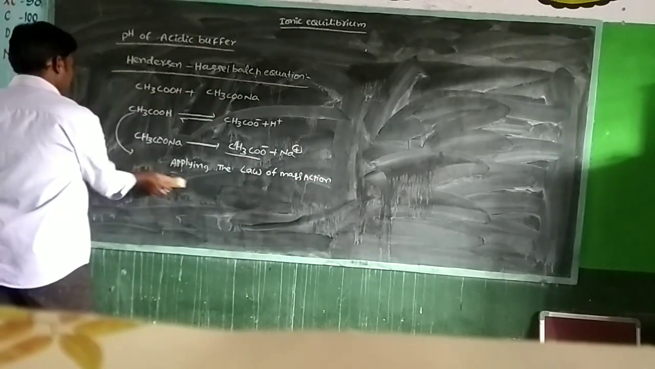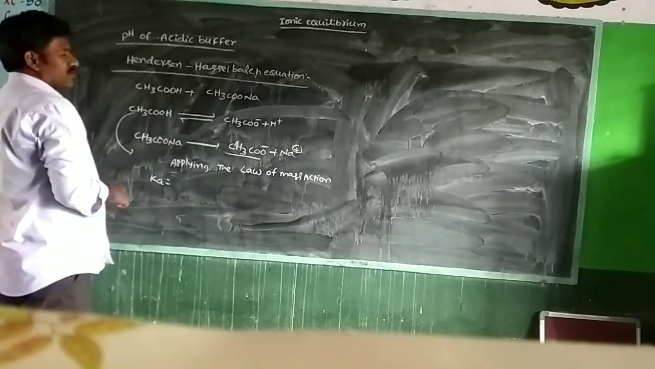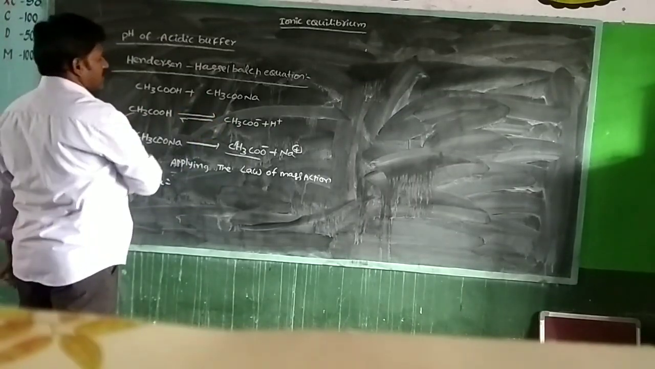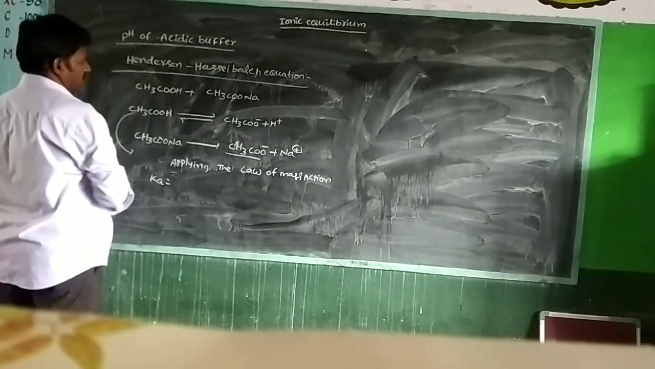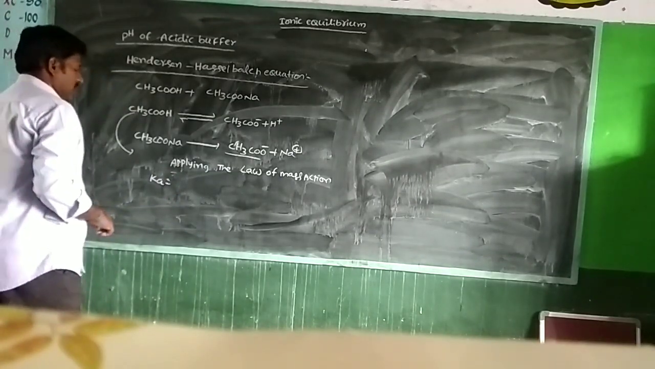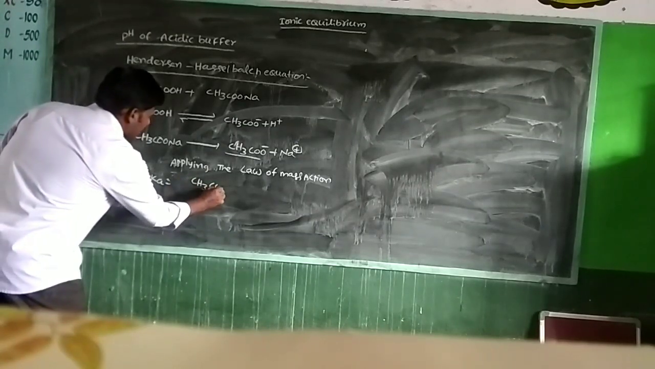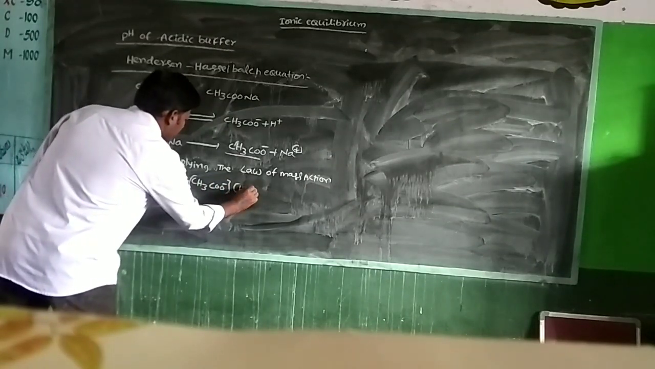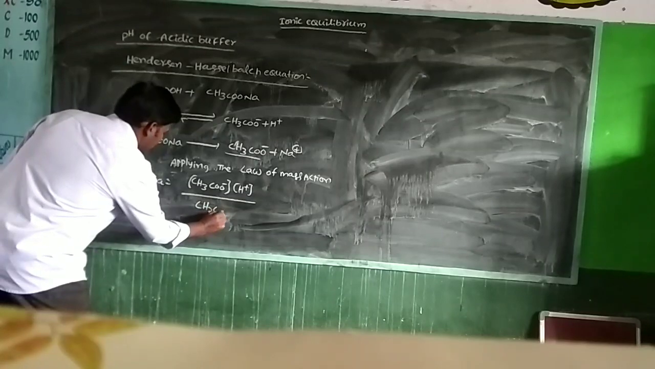How to find the Ka? Ka is equal to what? The acid dissociation constant of equilibrium: the ratio of the concentration of products to the concentration of reactants. That is called the acid dissociation constant of equilibrium. Ka is equal to the concentration of CH3COO minus times the concentration of H plus, upon the concentration of CH3COOH.